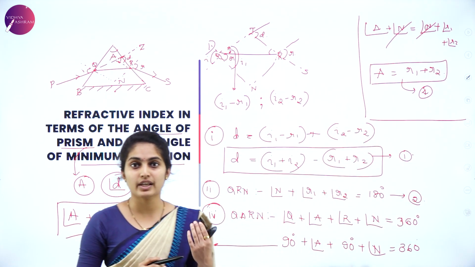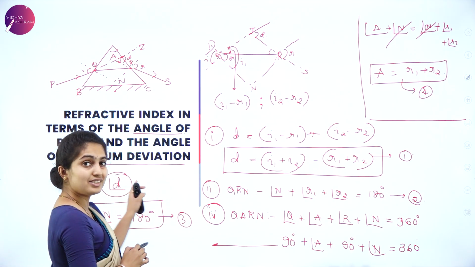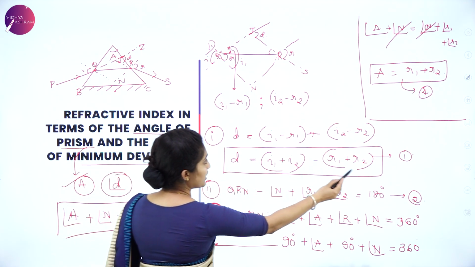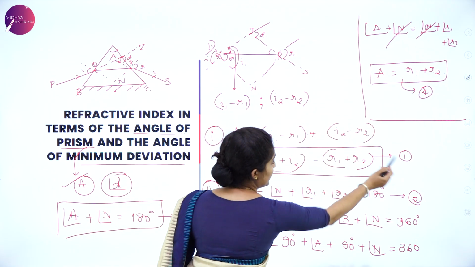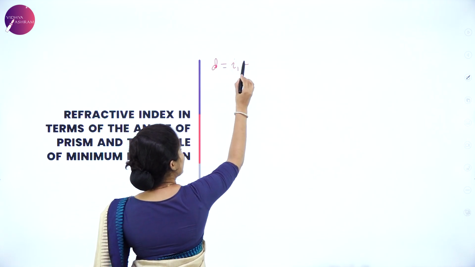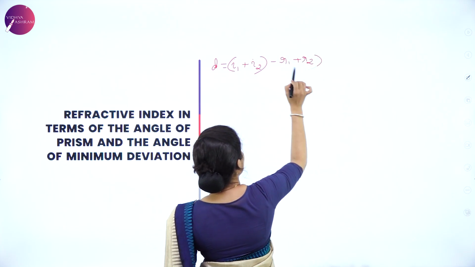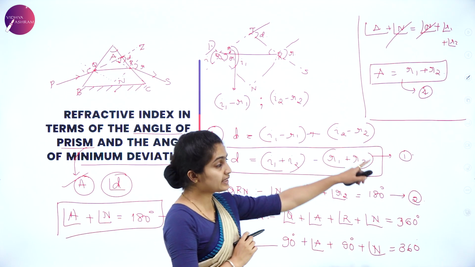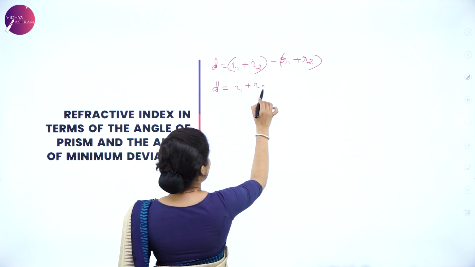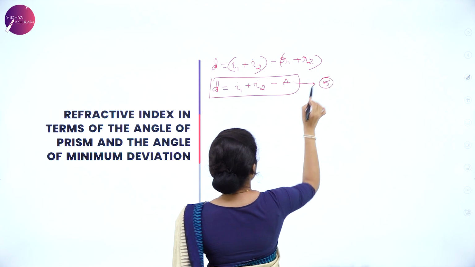Now with the help of this, we will have to find out the angle of deviation. Now we have to check this and finally equate both together. On substituting, we have D here, that is equation 1. Substitute this value in terms of equation 1. So we have D is equal to I1 plus I2 minus R1 plus R2 was our equation. But R1 plus R2 is angle A. So we have D is equal to I1 plus I2 minus A. This turns out to be the deviation. Let me call this equation 5.